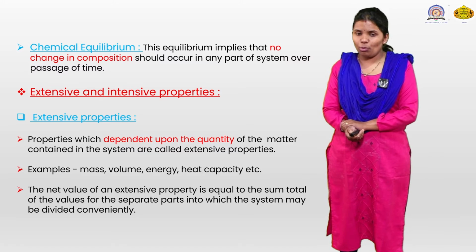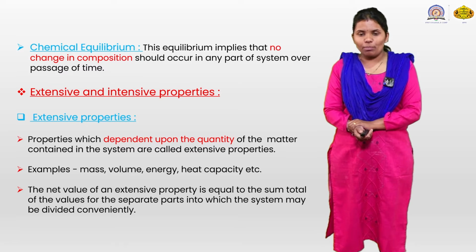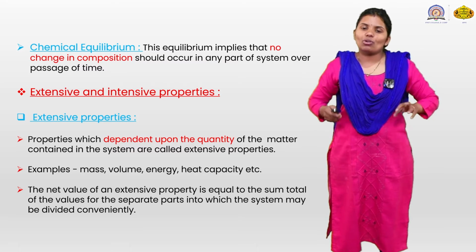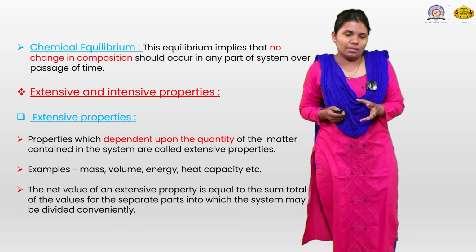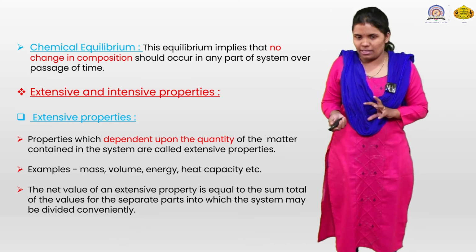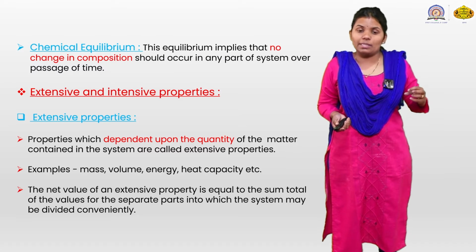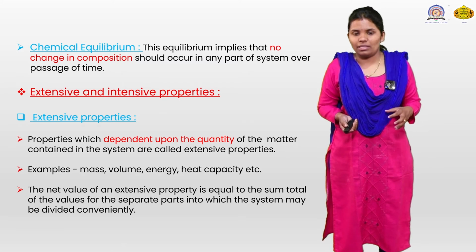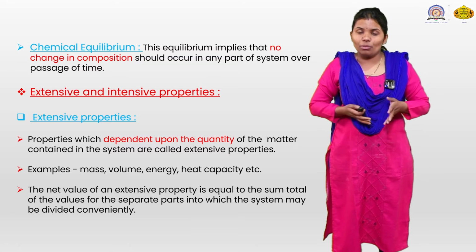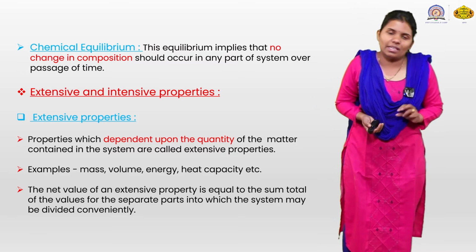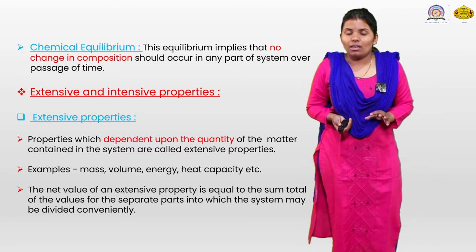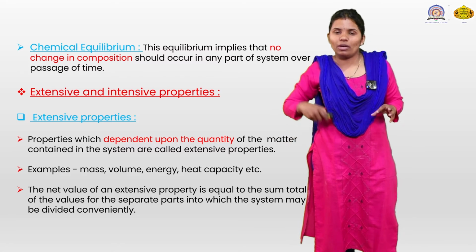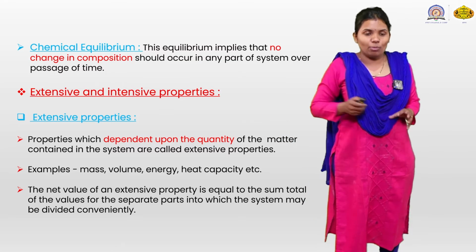Next are extensive and intensive properties. The properties which depend upon the quantity of matter contained in the system are called extensive properties. How much quantity of matter is present in a particular system determines whether a property is intensive or extensive. Extensive properties depend upon the quantity. Examples are mass, volume, energy and heat capacity. How much volume, that is how much matter is present, tells you it is an extensive property. Mass is the sum of the atomic masses, so how many atoms are involved depends on the matter, therefore mass is again an extensive property.